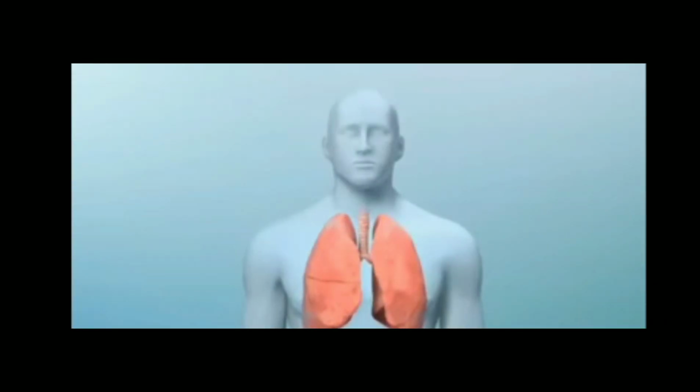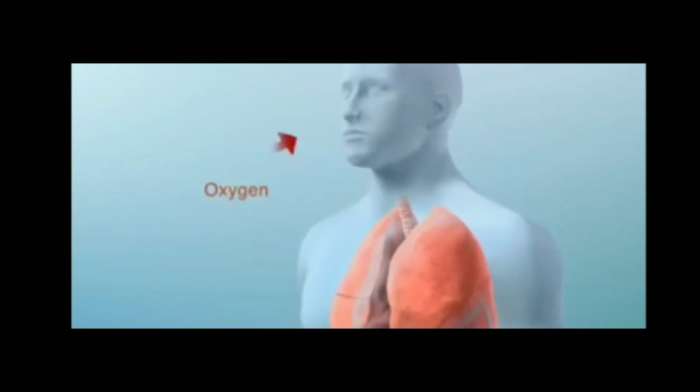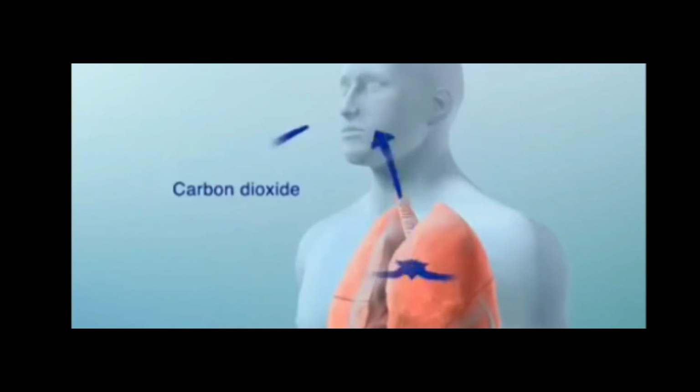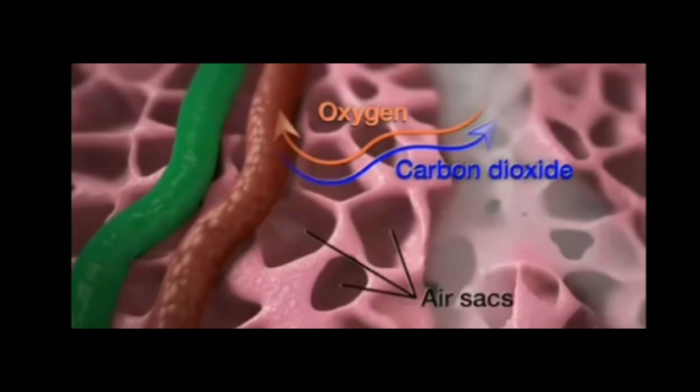Your lungs are a pair of organs inside your chest that allow you to breathe. You inhale oxygen, which all cells need. Then you exhale the waste gas called carbon dioxide. This gas exchange happens inside tiny air sacs in your lungs.